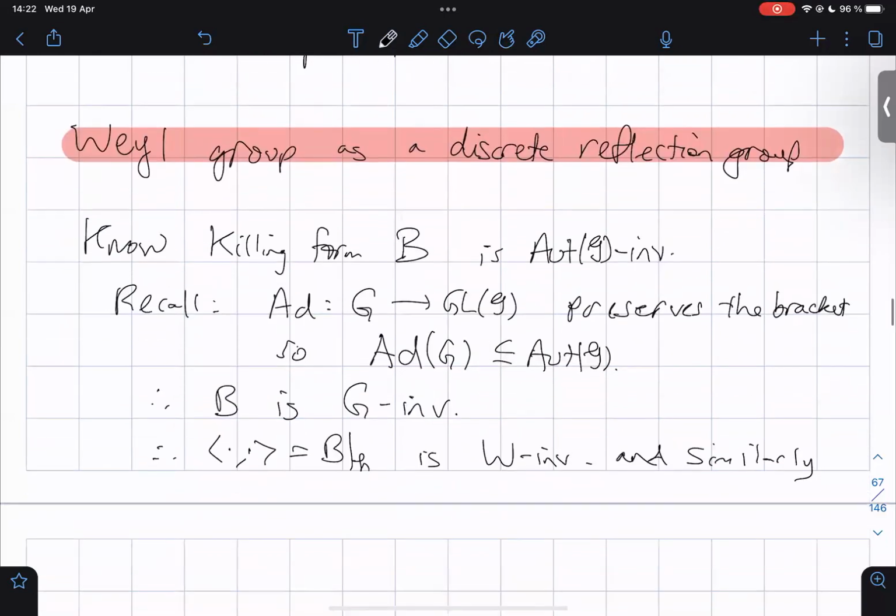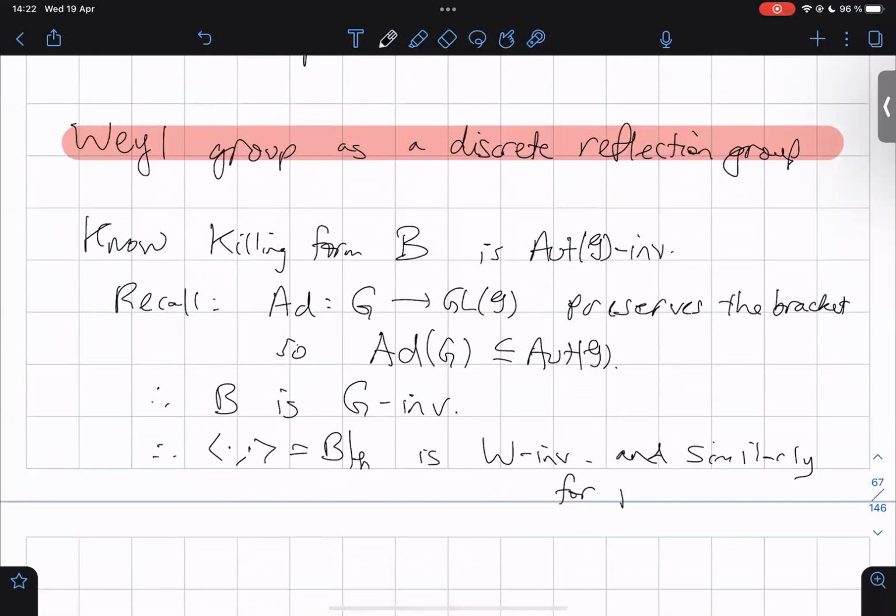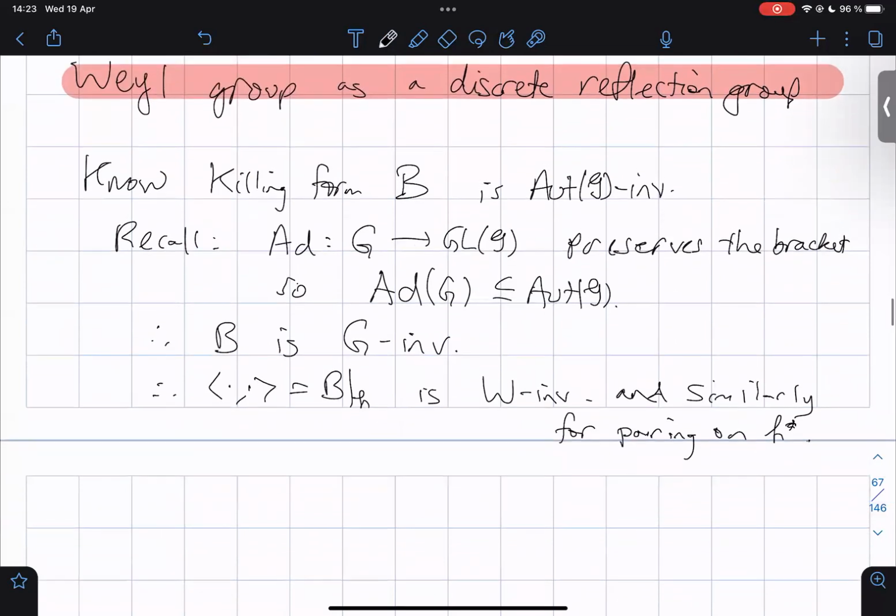And similarly, for the pairing on H star. In other words, W is acting as orthogonal transformations. So W is sitting inside orthogonal transformations of H star. It's preserving this pairing on that space.